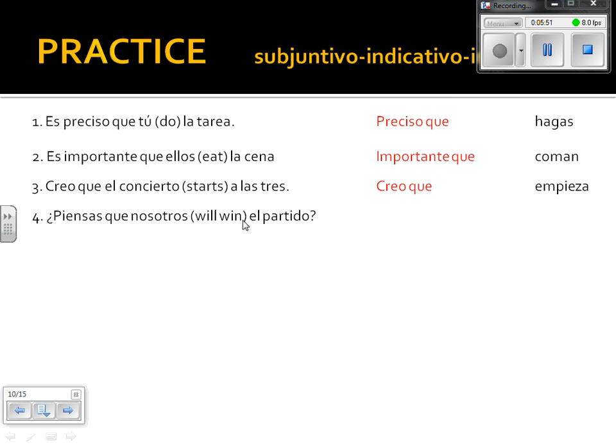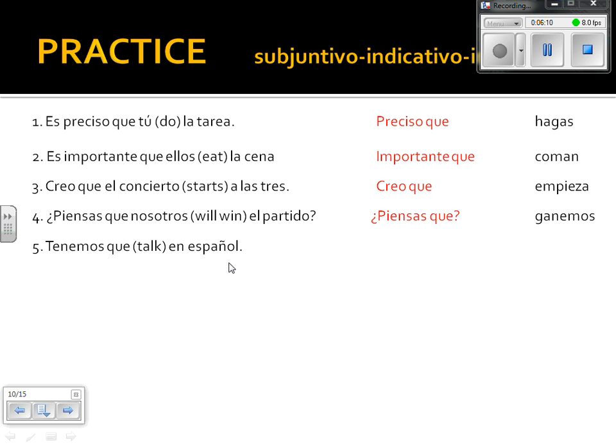Number 4. ¿Piensas que nosotros will win el partido? The trigger phrase here is piensas que. If piensas que were not within a question, it would require the indicative form, but since it is in a question, you are adding doubt to the sentence, and you must put the verb in the subjunctive form, or ganemos.